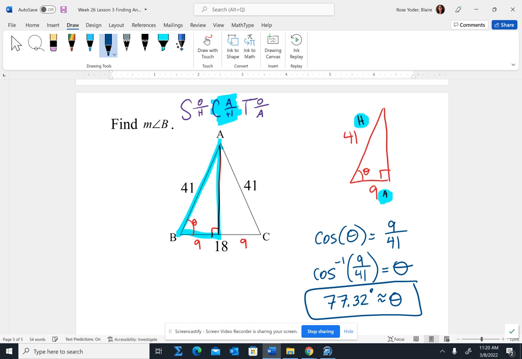That seems like a pretty big angle, but this is a pretty big side. It's a 9-40-41 triangle. 40 is a big side. It goes across from a big angle, so I'm not surprised that it is 77.32 degrees.